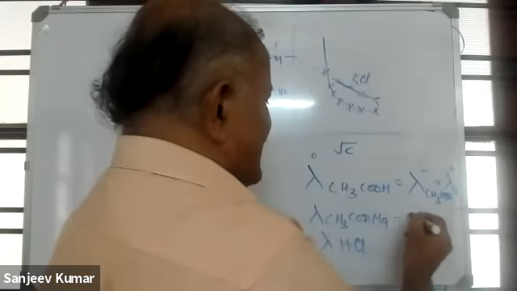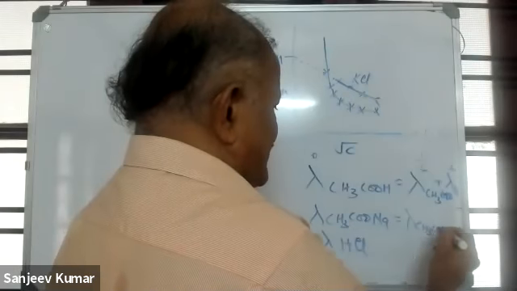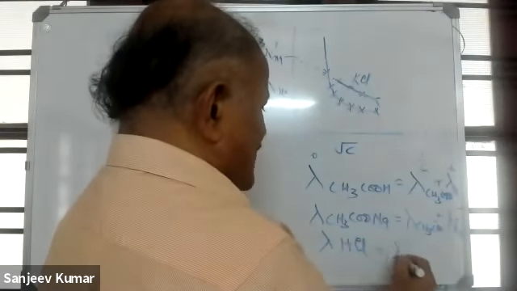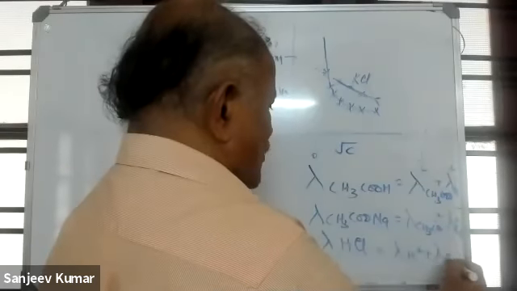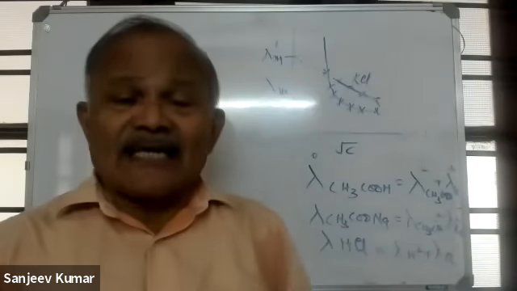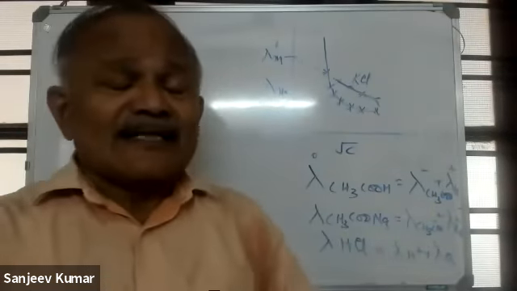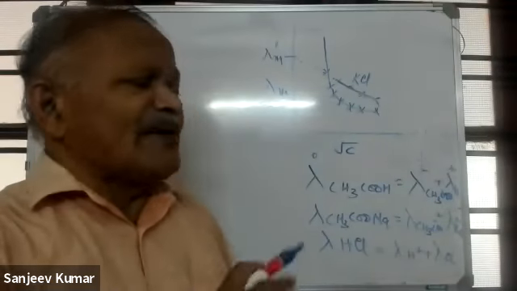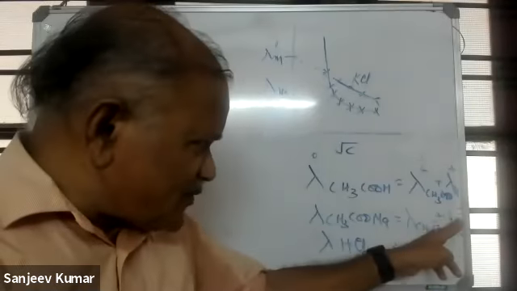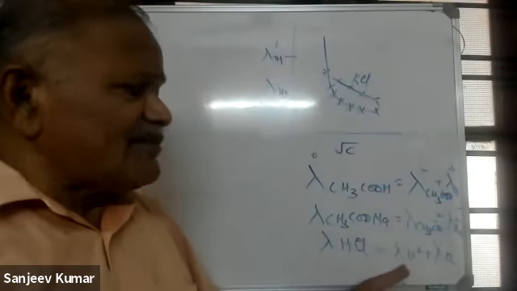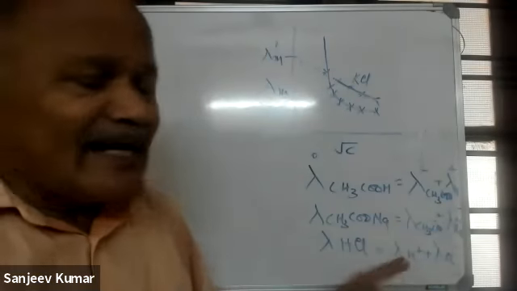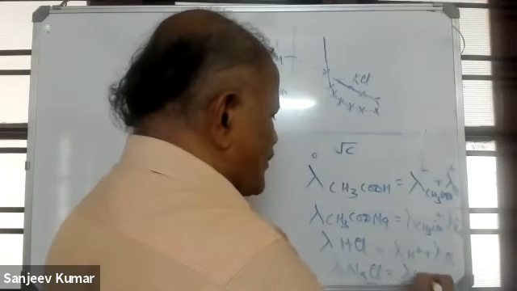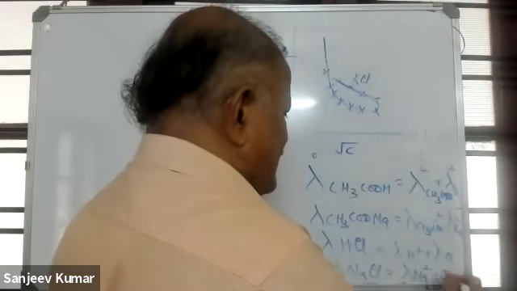The sum of the ionic conductance of acetate ion and sodium ion is the molar conductance at infinite dilution of sodium acetate, and that of H plus and Cl minus is the molar conductance at infinite dilution of HCl. If you add these two, you will get the sum of the ionic conductance of acetate ion plus sodium ion plus H plus ion plus Cl minus. From that, if you subtract that of sodium ion and chloride ion, you will get the sum of acetate ion plus hydrogen ion. In order to do that, you have to find the molar conductance at infinite dilution of sodium chloride, and that is Na plus and Cl minus.